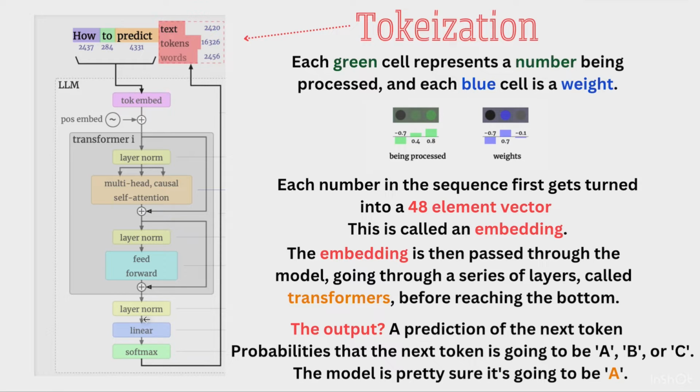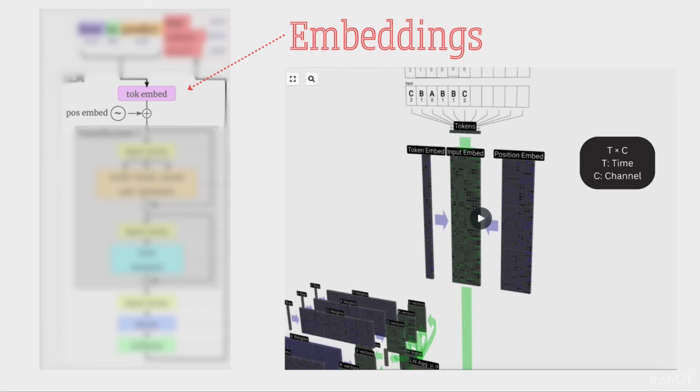The output will be a prediction of the next token given by probabilities. The next token is going to be A, B, or C, and the model will be pretty sure that it is going to be A. Why A? What is the probability? How do we get to this point? That's what we are going to see.